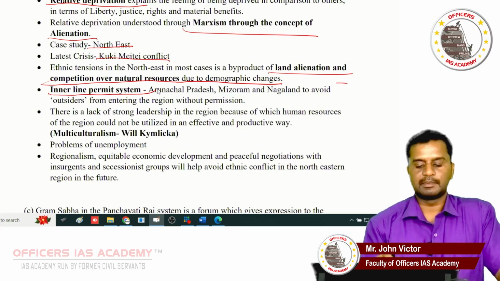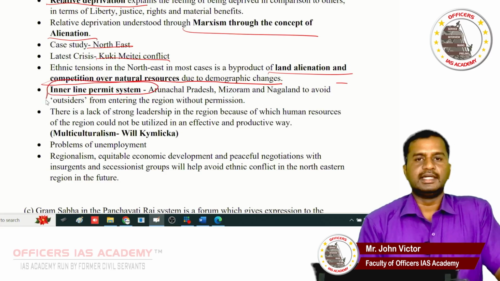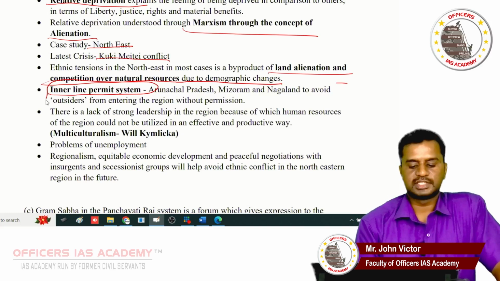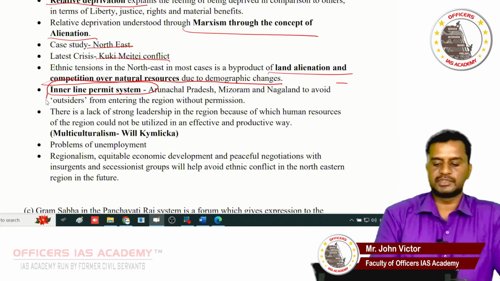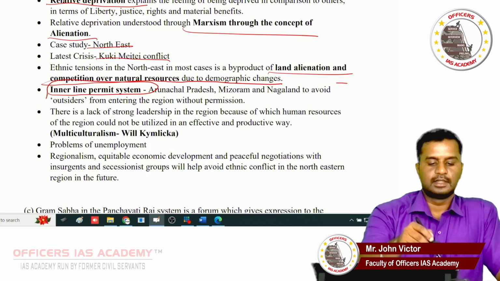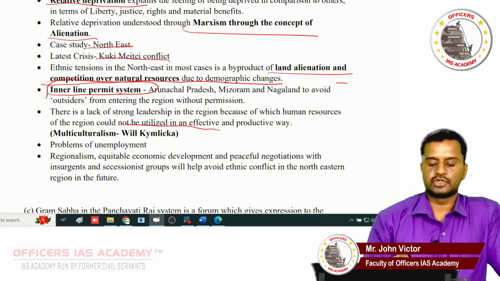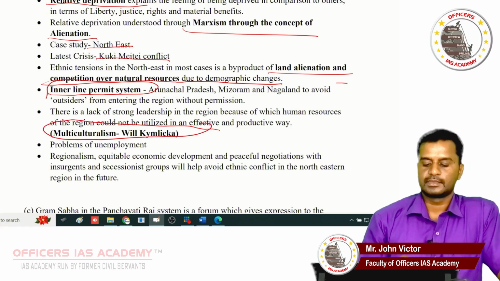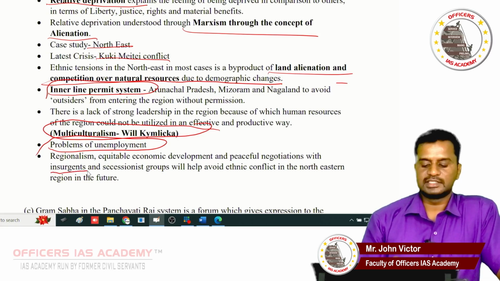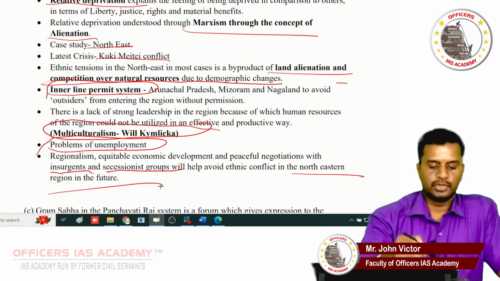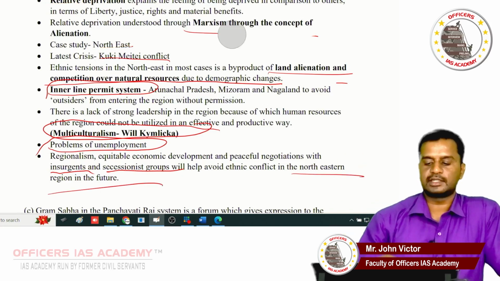For example, the Inner Line Permit system. It is a law that provides preference to the local people. Outsiders are prevented from entering the region without permission. Mention the ideology of multiculturalism. The scholar associated is Will Kymlicka. Problems of unemployment are seen. It has also led to insurgency and secessionist movements in the northeastern region. So you can give a case study to substantiate your answer.